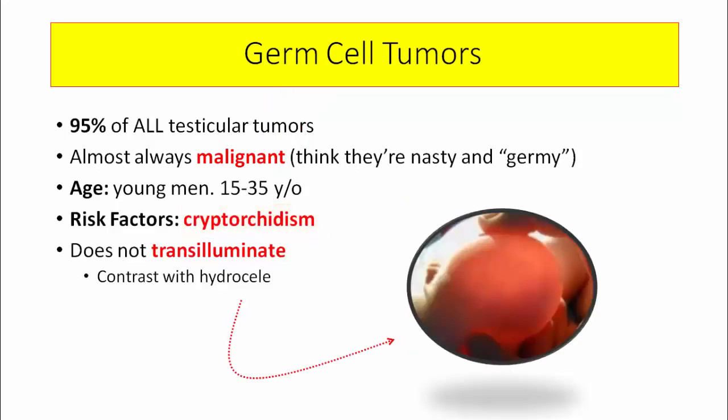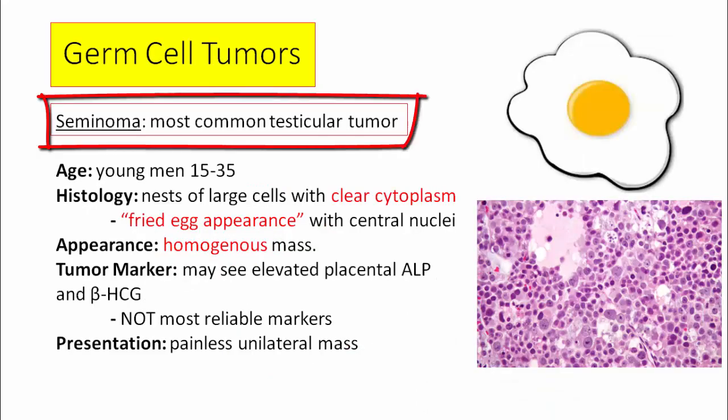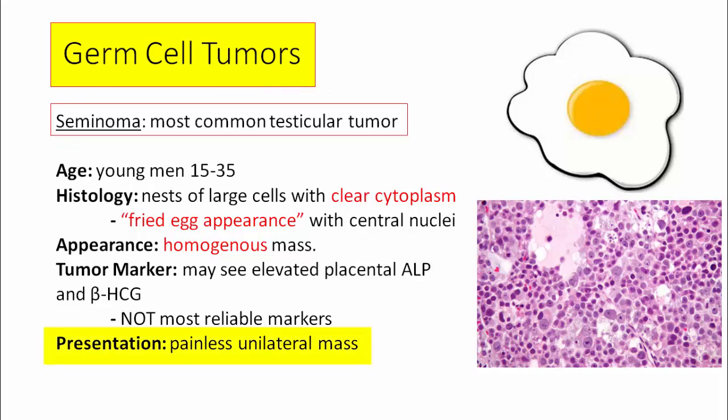Because these tumors are solid masses, they will not transilluminate. This means that when a light source is held behind the scrotum, the light will not shine through. Contrast this with a hydrocele, which will transilluminate because the scrotal mass in question is cystic and not solid. The first and most commonly tested germ cell tumor is the seminoma. This will get presented to you most often as a unilateral, painless testicular enlargement.